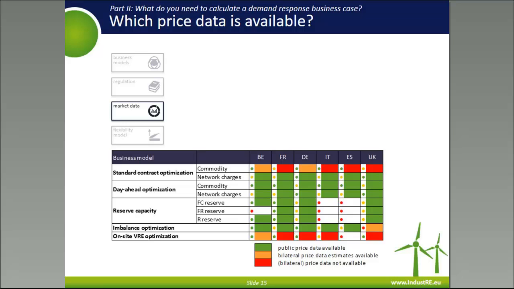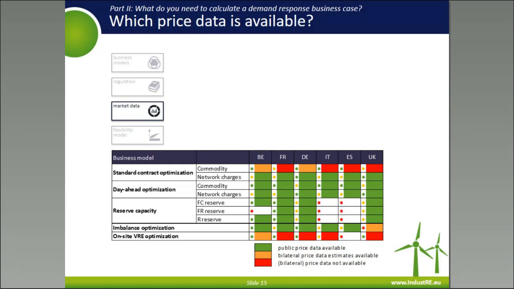Then a third thing, if you want to calculate a business case, it is very important that you have price information. Most price information is publicly available. For example, day-ahead prices, historical day-ahead prices can be downloaded from websites. Most reserve prices can be found on websites of grid operators. That's the easy bit. But if you want to calculate a business case even for a standard contract optimization, it already gets a bit tricky because it's based on bilateral price negotiations between the customer and the electricity provider. So if it is red in this graph, does that mean we can't calculate a business case?